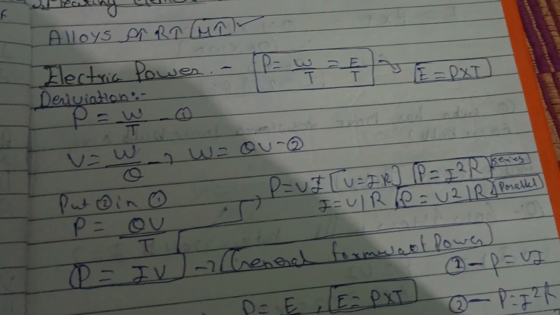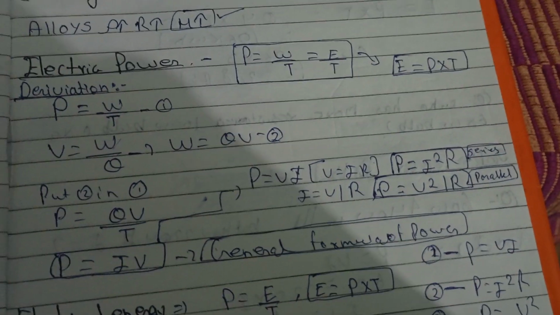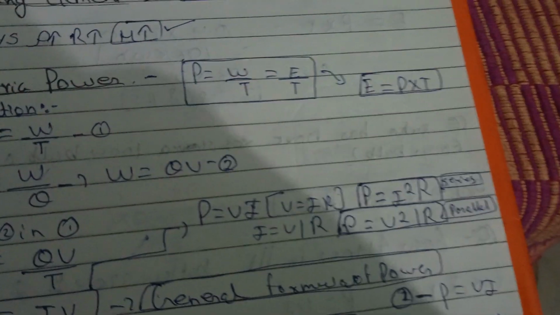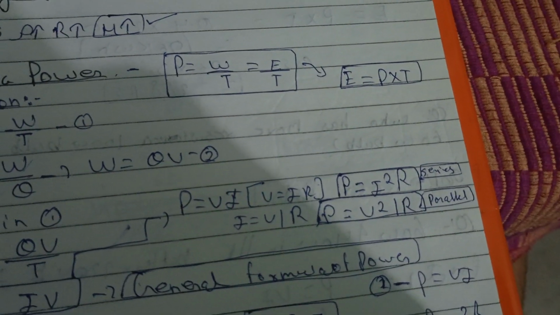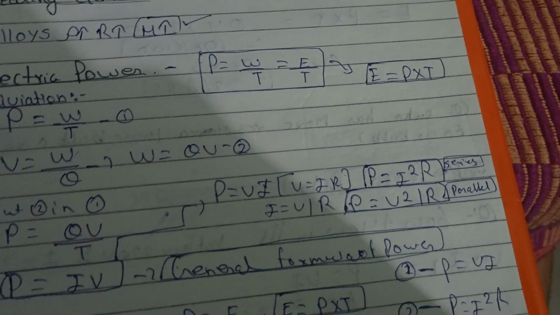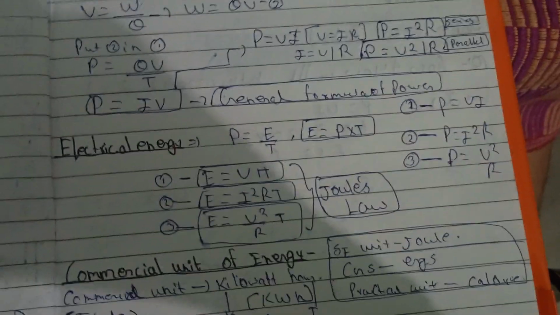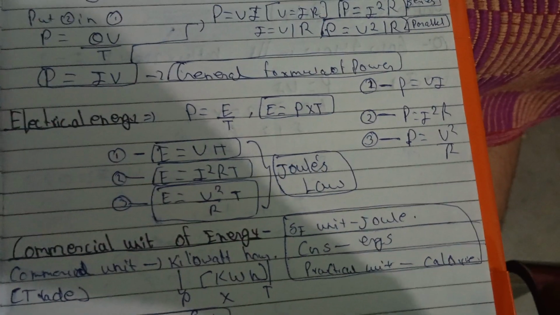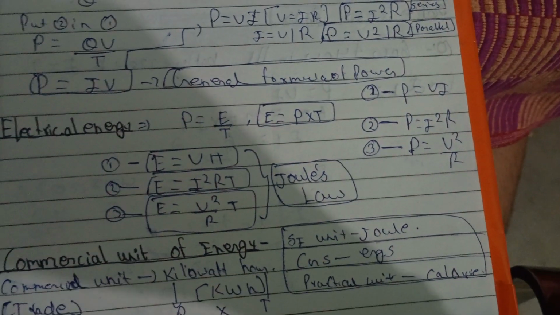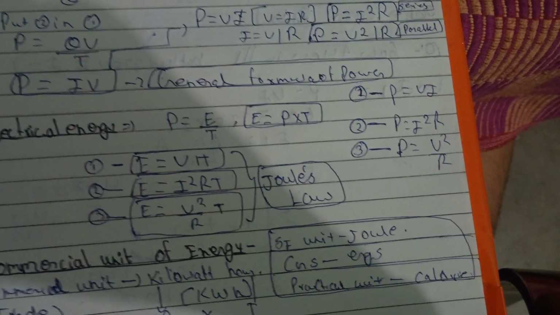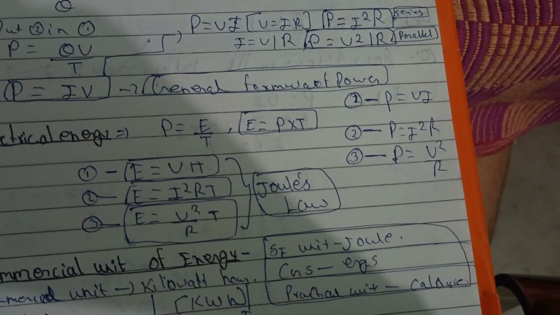So electric power P is equal to W by T, that is, energy upon time. Energy is equal to P into T, power into time. There is the derivation, and electric energy. So E is equal to P into T, is equal to VIT, is equal to I square RT, is equal to V square upon R into T. There are Joule's law applications.